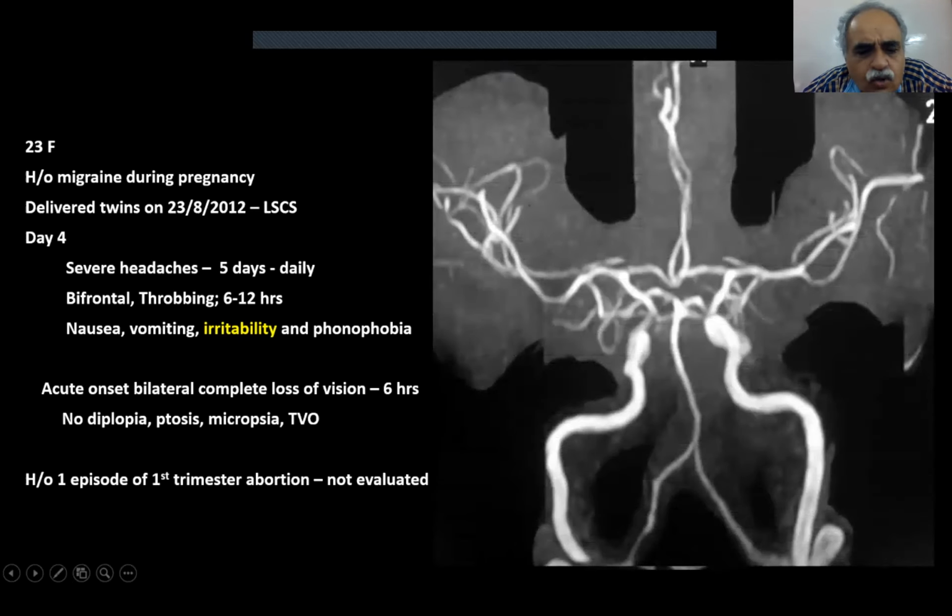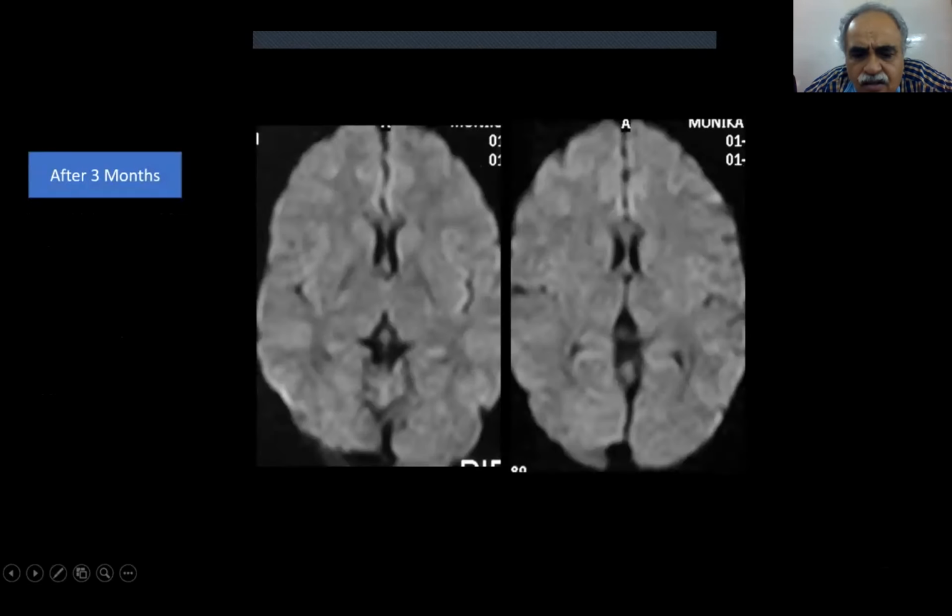When we did the angiogram, what we got was a typical picture which you will never forget. This is a basilar artery, which is extremely thin, right? This is very typically seen in RCVS, right? So this was RCVS, thin basilar artery. We put this patient on steroids. When we put the patient on steroids, that ischemia went away, and there it is.